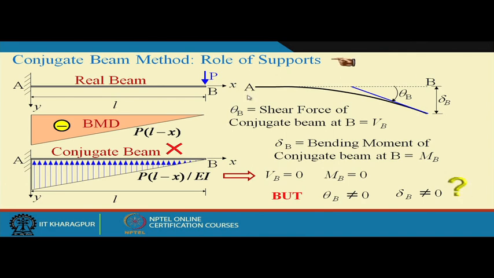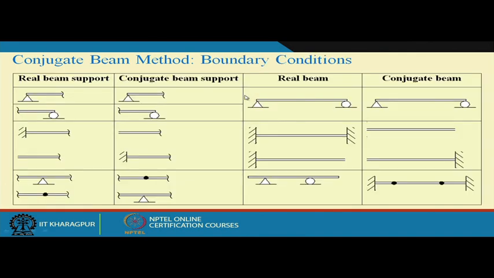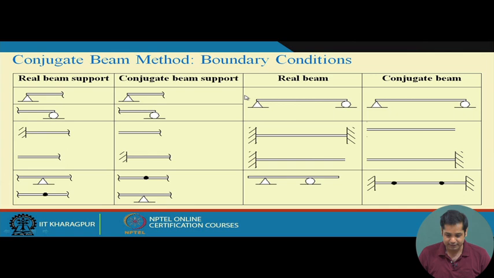Now, role of support, let me explain this through this. Suppose these are different kinds of support. This is a hinge support, roller support, fixed support, and this is without any support, meaning a free end. This is an internal support, and this is an internal hinge. These are the different kinds of support that we can have in a structure.